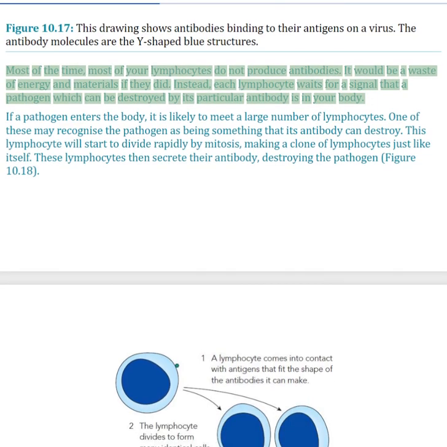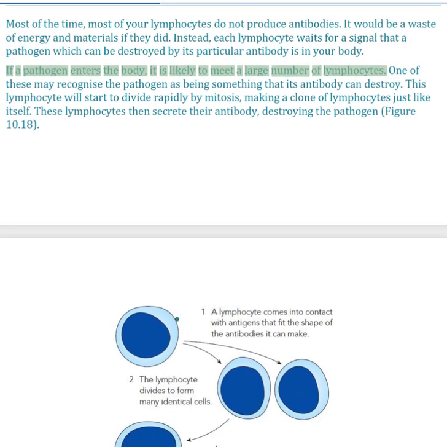Most of the time, most of your lymphocytes do not produce antibodies. It would be a waste of energy and materials if they did. Instead, each lymphocyte waits for a signal that a pathogen, which can be destroyed by its particular antibody, is in your body. If a pathogen enters the body, it is likely to meet a large number of lymphocytes.